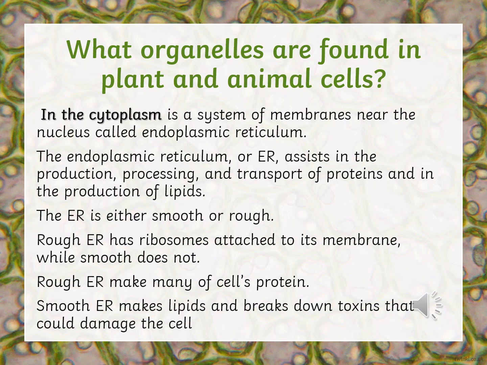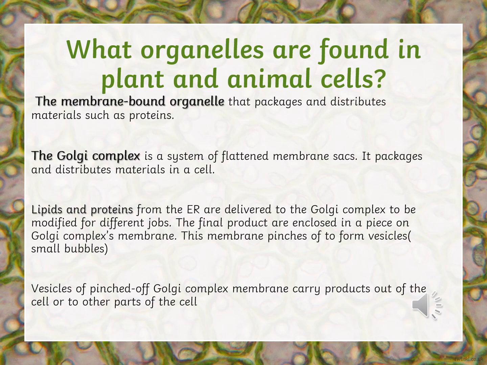So the endoplasmic reticulum has a function in proteins and lipids. Let's make a comparison between the rough and the smooth. The rough has ribosomes attached to its membrane, while the smooth doesn't. The rough makes many cell proteins, but the smooth makes the lipids. So the rough is for the protein and the smooth is for the lipid. It also helps in breaking down toxins that could damage the cell.